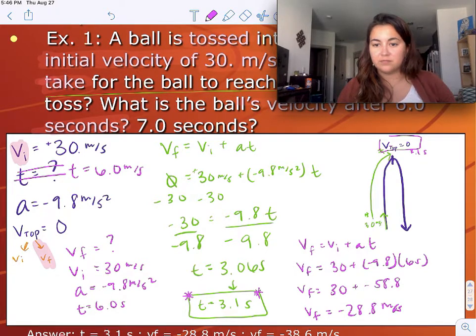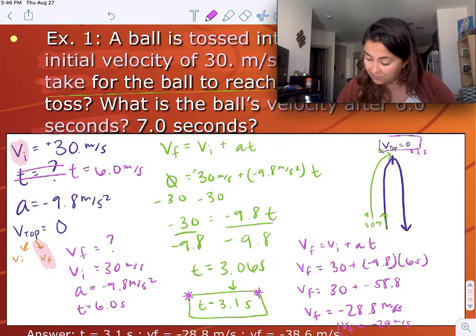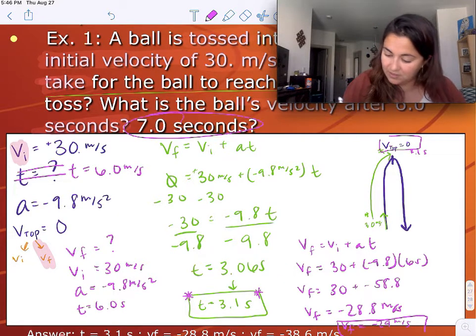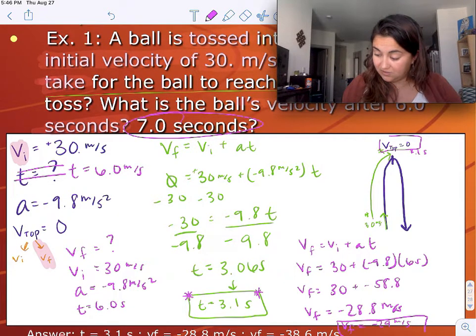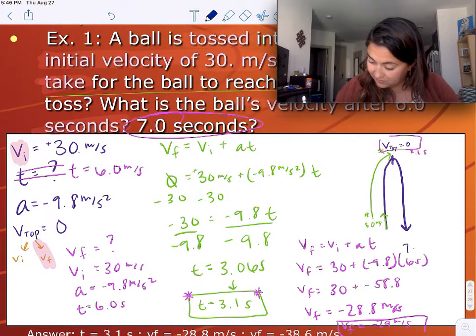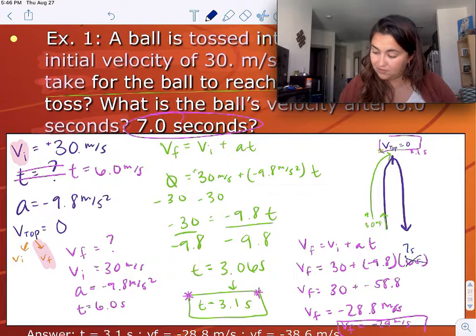Great. I should probably round that to 2 sig figs, which I didn't do on my answers. I can see down here. So final velocity at 6 seconds is about negative 29 meters per second. And then the last part of the problem asked for the same thing, but at 7 seconds. I'll use the same exact equation, but just plug in 7 seconds instead of 6.